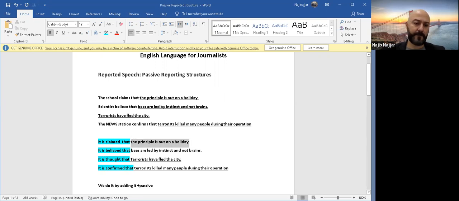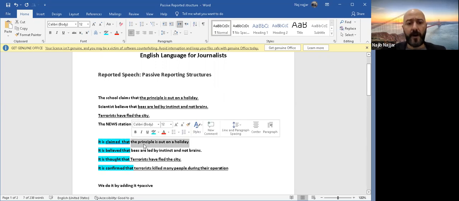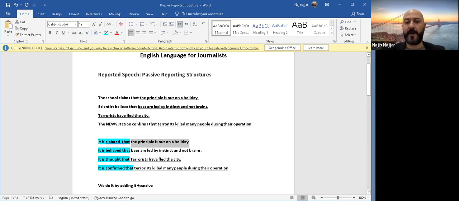Hypothetical question. Do I change the ideas? No, you just copy paste it. All you need to do is add to it the passive form of the verb claims. It is claimed that the principal is out on holiday. It is believed that bees are led by instinct, not brains.